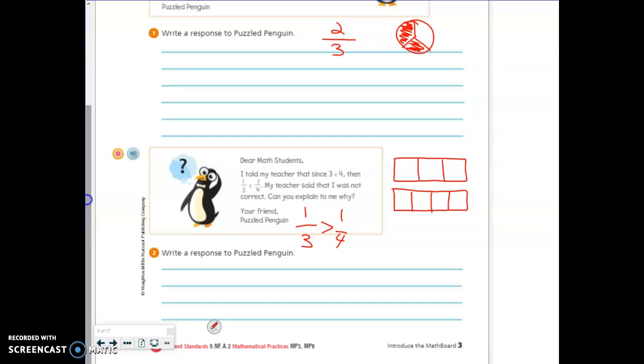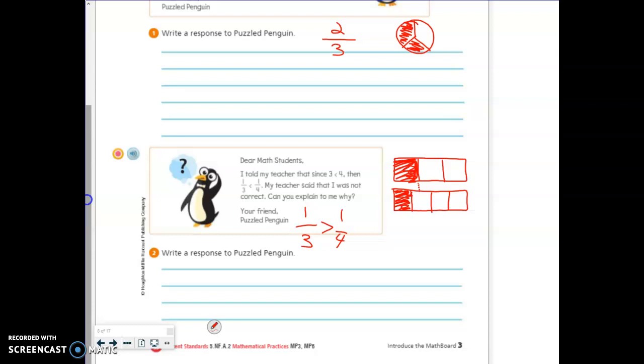All right. So Puzzle Penguin thinks that 1/3 would be smaller than 1/4, but as we shade in the actual picture here, here's my 1/4 shaded in, 1 out of 4 pieces, and here is my 1/3 shaded in. You can see that I've made these as equal as I can, and if I were to compare these two, the 1/3 appears to cover more of the bar than 1/4 does. And that's again the proof of what we're talking about here.